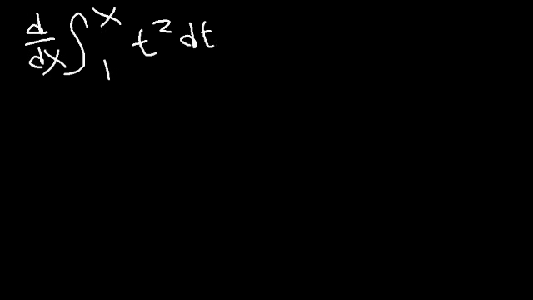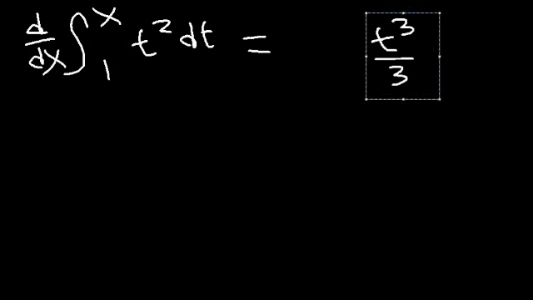Now let's go back to the questions that we were solving in the beginning. This time we're going to combine parts 1 and 2 to answer it. So let's say we wish to find the derivative of the integral from 1 to x of t squared dt. Now if you know how to integrate t squared, this is simply going to be t to the 3rd divided by 3. But sometimes you may get a function that you don't know how to integrate. But since we could, we know it's going to be this.